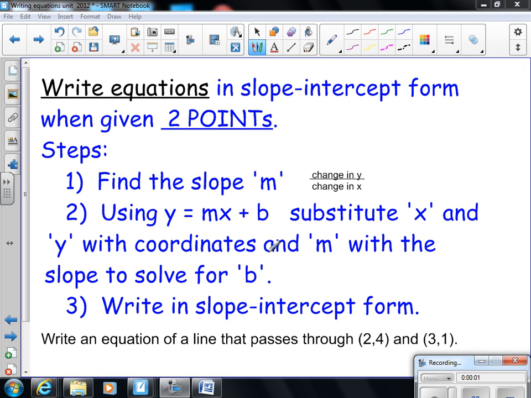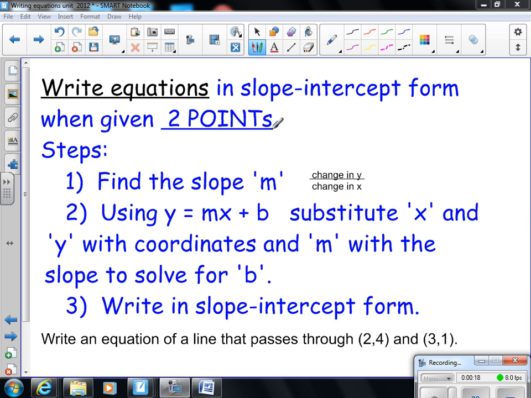Today in Algebra, we're working on writing equations in slope-intercept form when you're given 2 points. Now, yesterday we worked on writing equations in slope-intercept form when you were given a point and the slope. Well, today you're going to be given 2 points. So we're going to add one additional step.